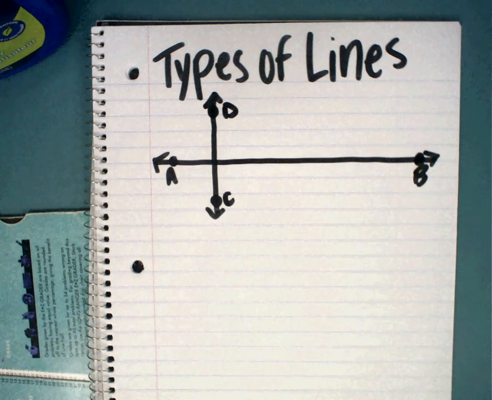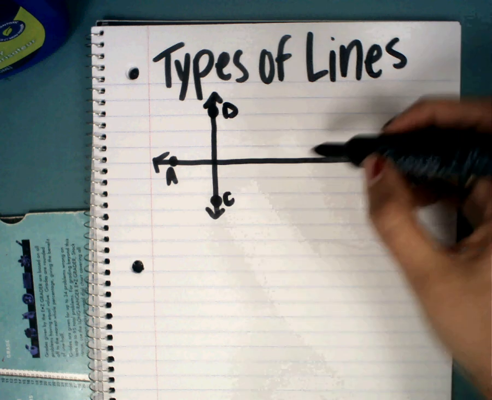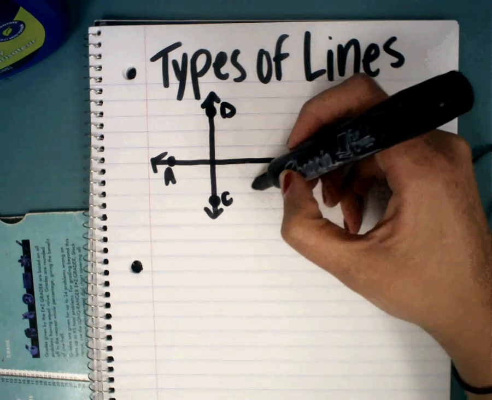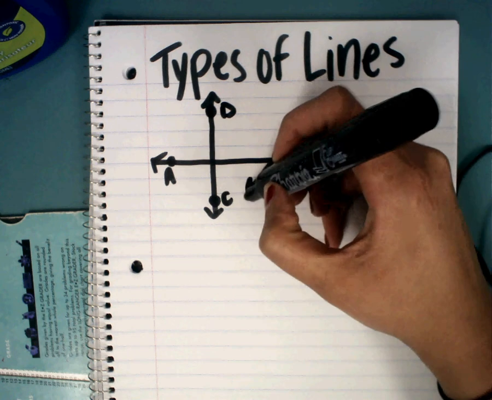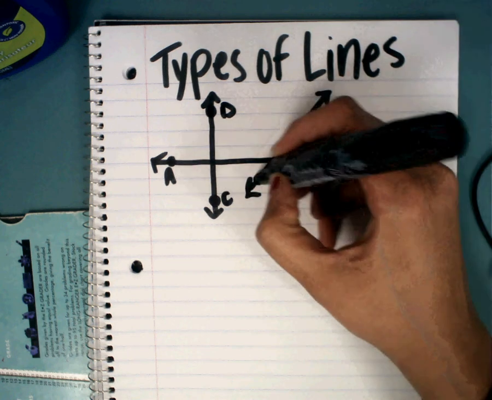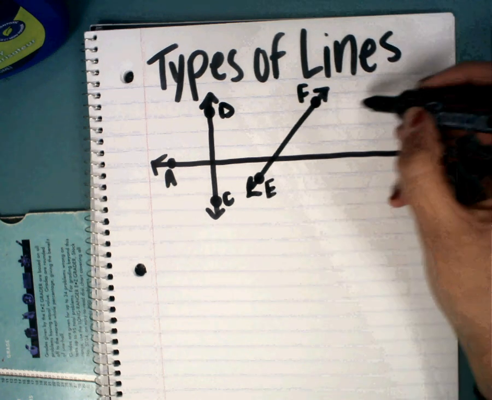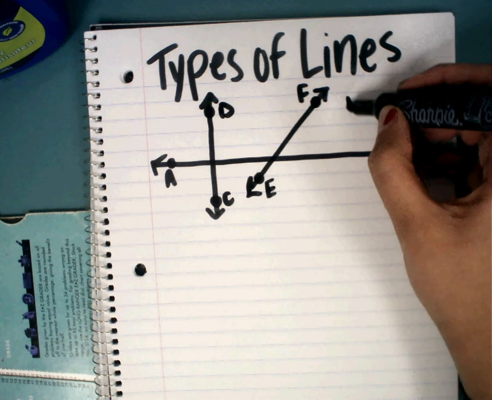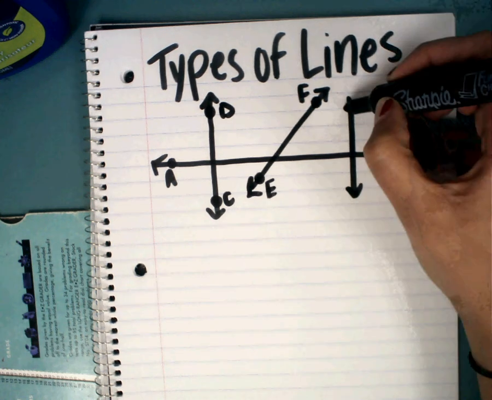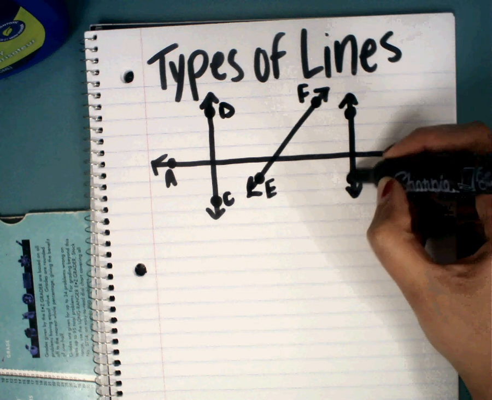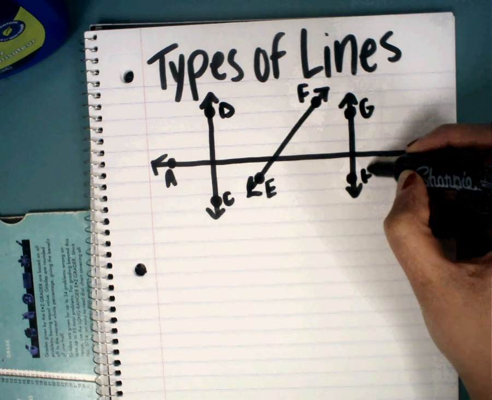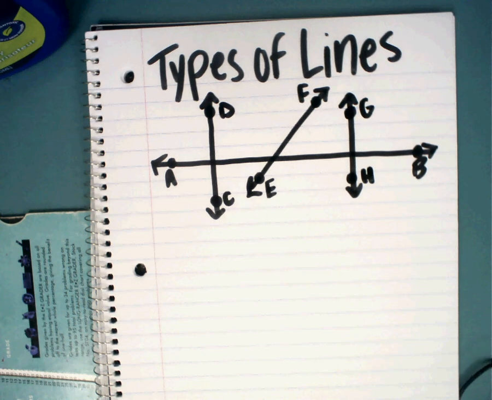Okay, and then we're going to go one like this, and we're going to say E, F, and then we're going to say right here G and H. Okay? All right, so let's talk about some different situations that are happening on these lines. I see parallel lines, I see perpendicular lines, I see intersecting lines. So let's talk about what all those mean.